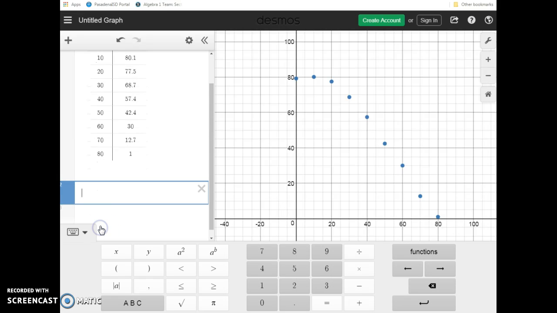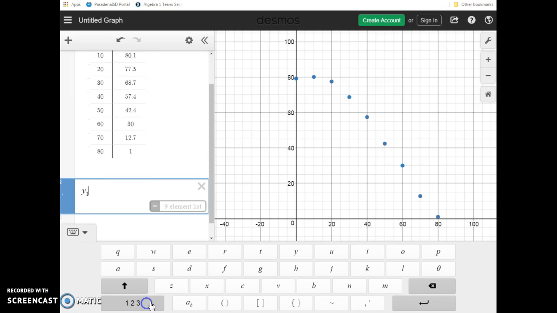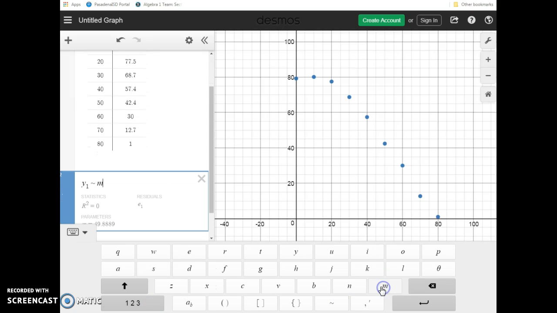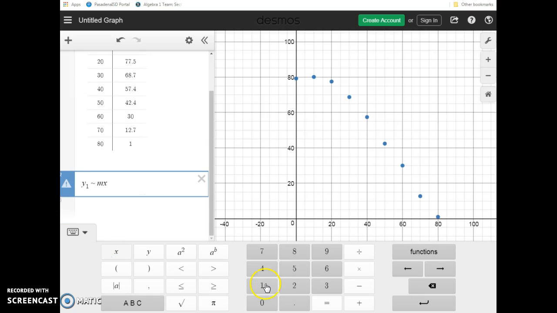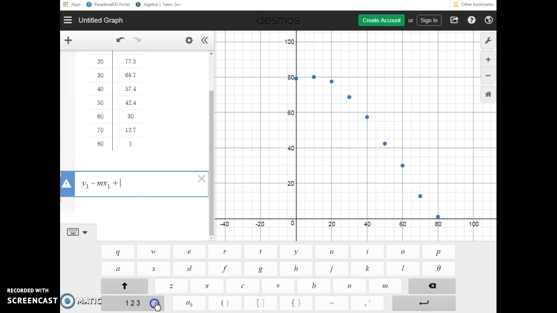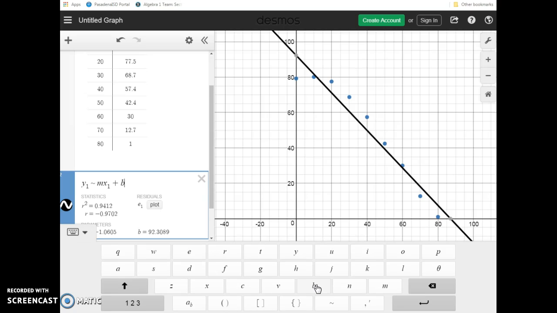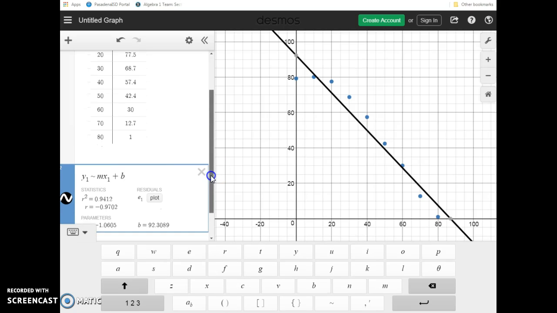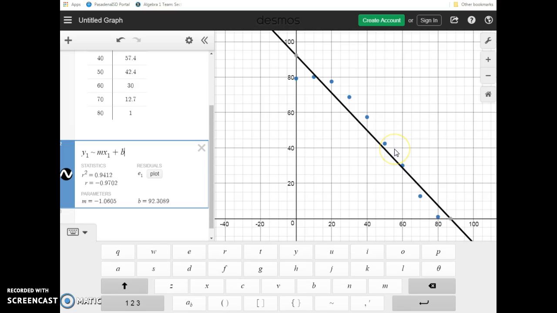So down here, we're going to add the linear regression, which is y1 approximately m x1 plus b. Okay? Now, if your graph is not zoomed out, you can zoom out. Mine was already zoomed out. That's why I can see all the points and the line. So right here, it gave us an m, it gave us a b, and it also gave us the r that I was telling you about.